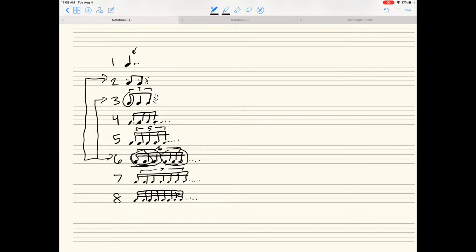So this is how you're going to write these if you're in simple meter. Say in like 4-4 time, this is how you'd write a triplet. This is how you'd write a quintuplet. It's a little bit different in compound meter. So let's look at those.